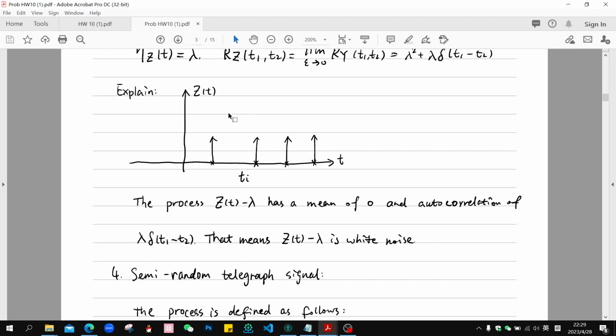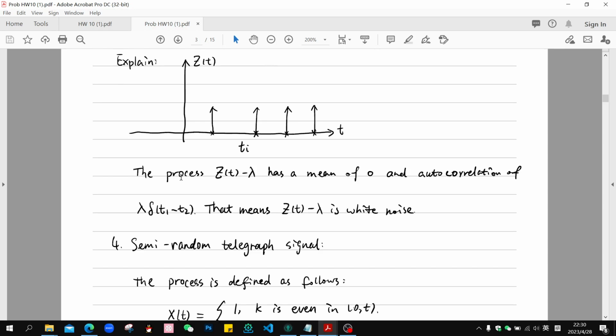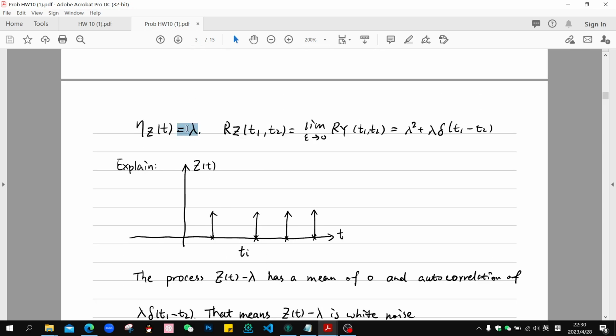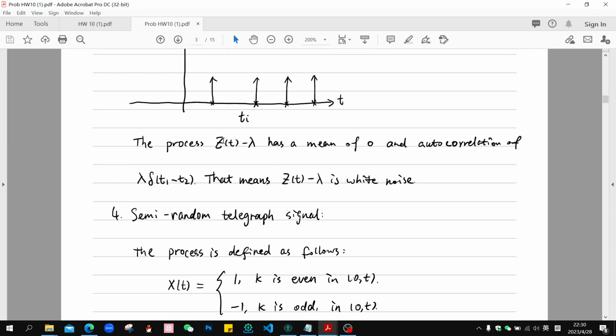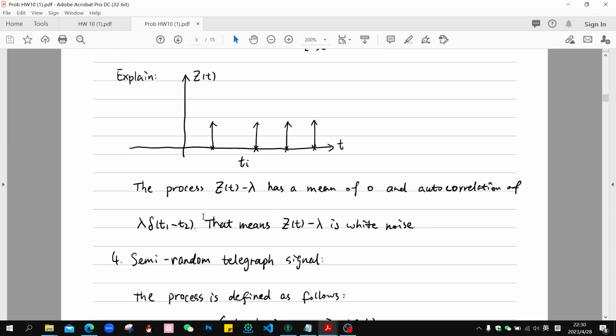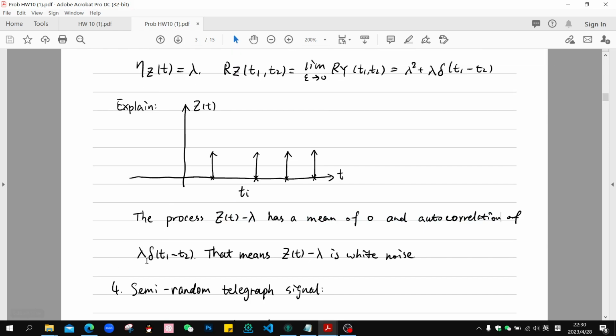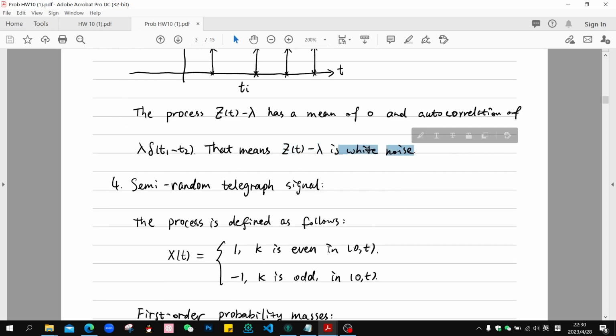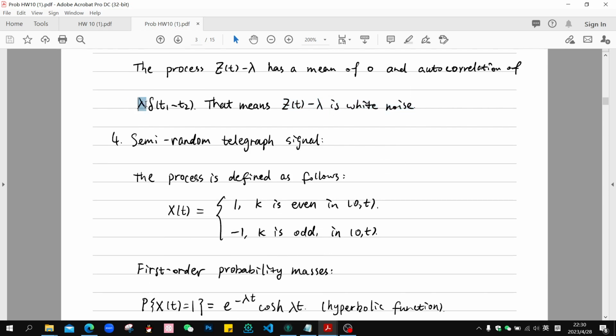And this is a simple plot of it. The process z(t) minus lambda, we see that the expectation is lambda. So z(t) minus lambda has a mean of 0, and autocorrelation of it should be lambda times delta(t1 minus t2). That means z(t) minus lambda is a white noise, with q(t) being the constant lambda.